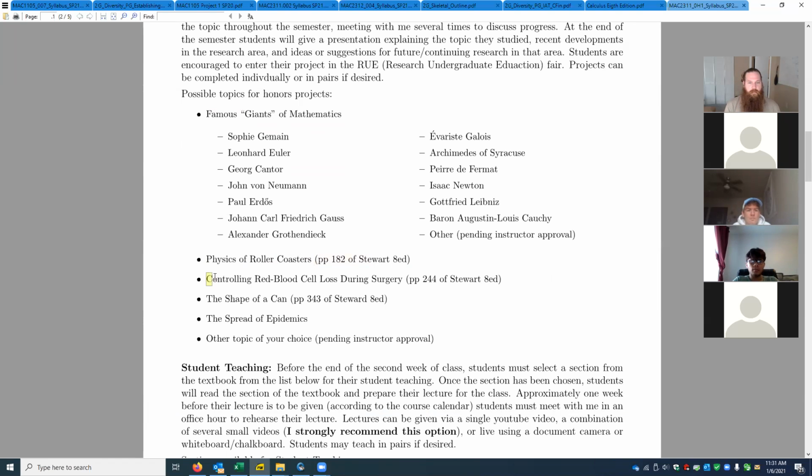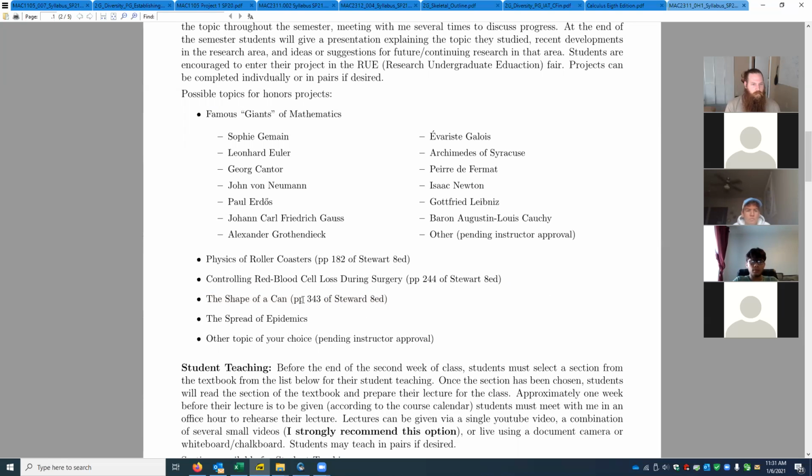A few other topics that are in the textbook as research projects with some outlines are controlling red blood cell loss during surgery. Why are cans shaped the way they are, right? Like soup cans, why do we use that shape? What's so great about that shape? Why is that what it is?